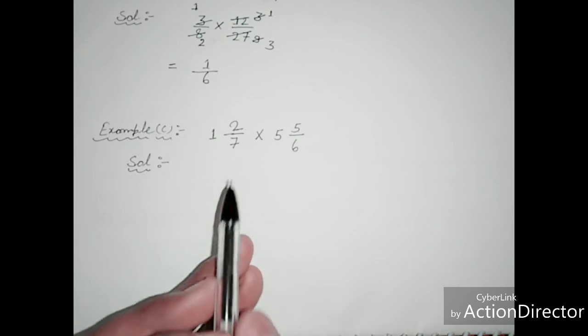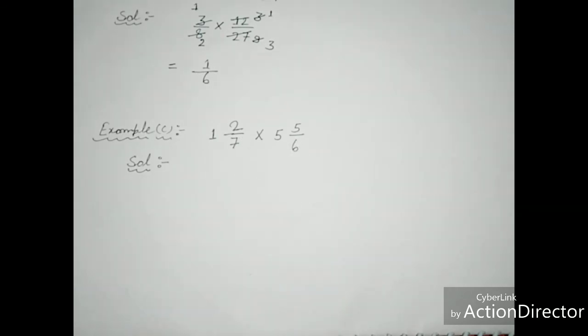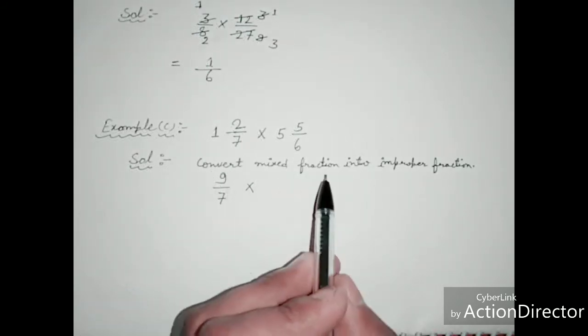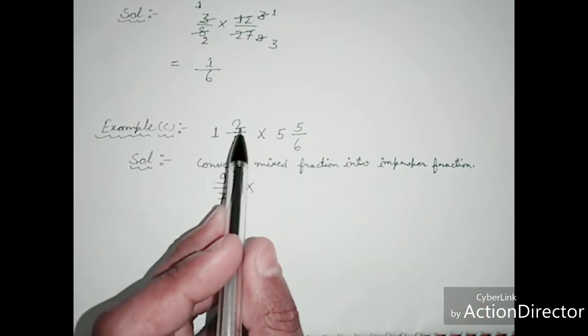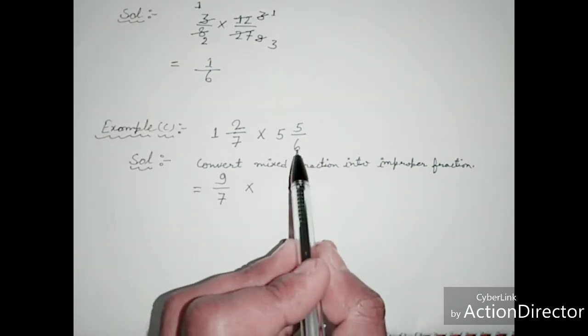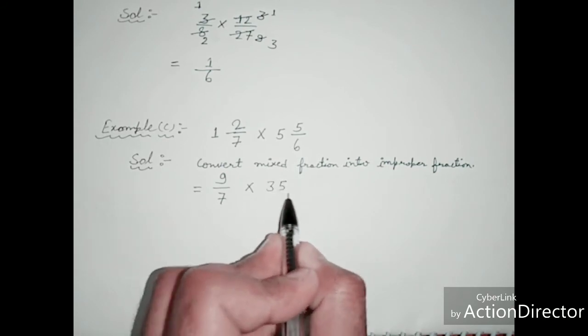Example number C, 1 whole 2 upon 7 multiply by 5 whole 5 upon 6. If you multiply these both mixed numbers, first we convert these mixed numbers into improper fractions. Now convert mixed fraction into improper fraction. 7 1s are 7 plus 2, 9 upon 7. 6 5s are 30 plus 5, 35 upon 6.